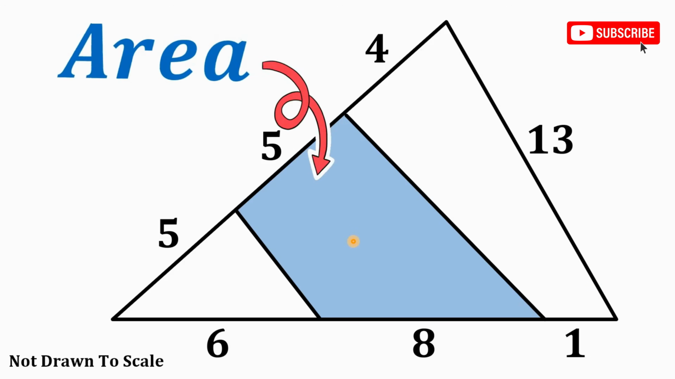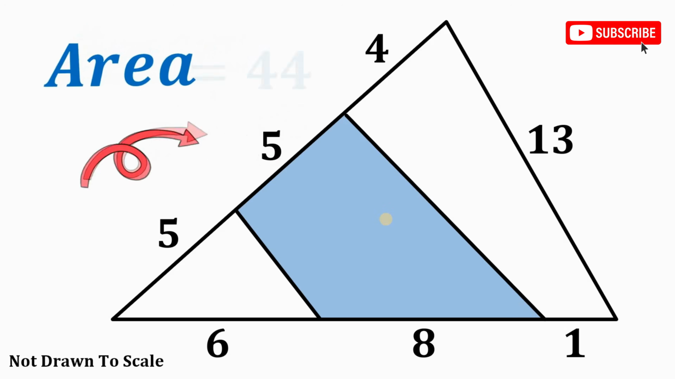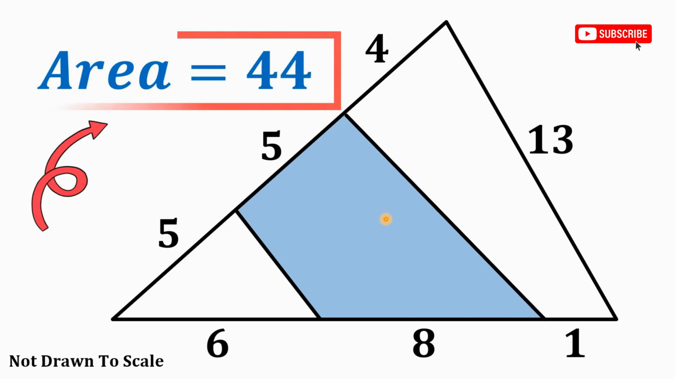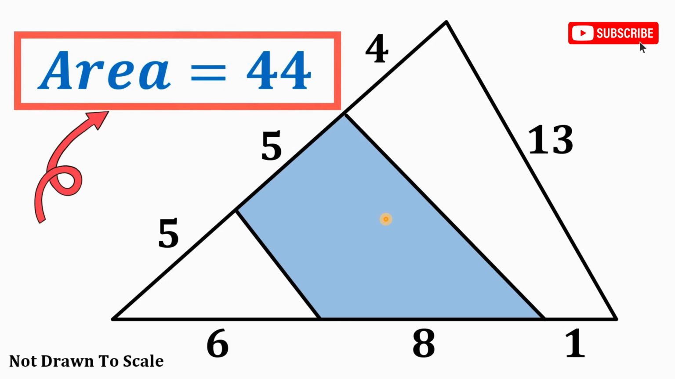So pause this video right now and see if you can answer this question, because I will show you the answer and the solution in 3, 2, 1. Alright, the answer: the area of the shaded region is simply equal to 44 square units, and that's the answer to this question. And the question, of course, is what is the solution to find the area of this shaded region.